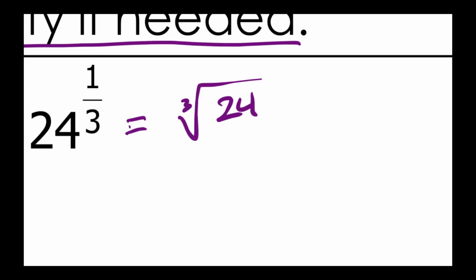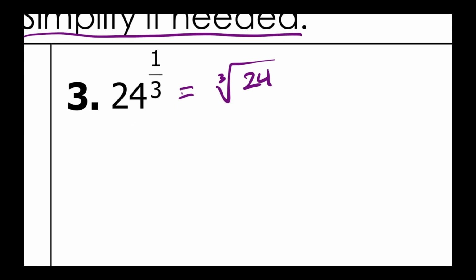We're taking the cube root of 24. So that means we need to take the cube root. Are there any perfect cubes inside 24? Well, 24 is not a perfect cube. But are there any inside 24? And some of you said, oh, 24 is 6 times 4. Yes, you're right. 24 is 6 times 4.